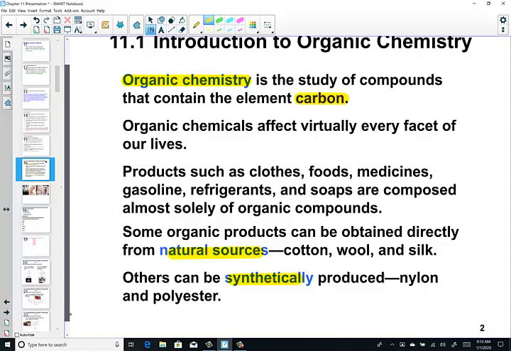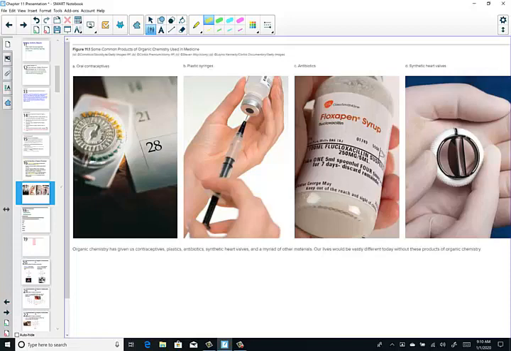We can see examples of some of these organic molecules from contraceptives, plastics, antibiotics, a synthetic heart valve, or a myriad of other materials that include vastly different compounds, and yet all underlie this umbrella known as organic chemistry. They contain the element carbon, and that is key, that all of these compounds, being either from life or from synthetic value, come from carbon.